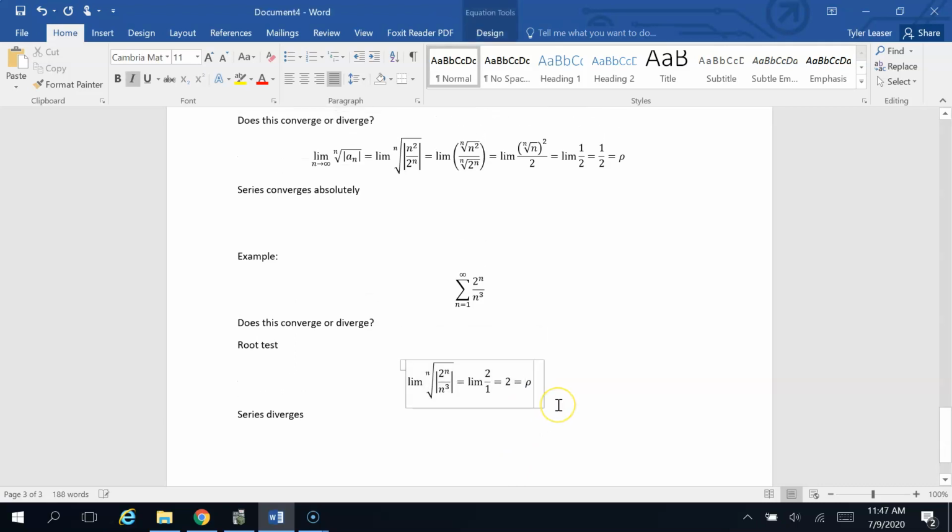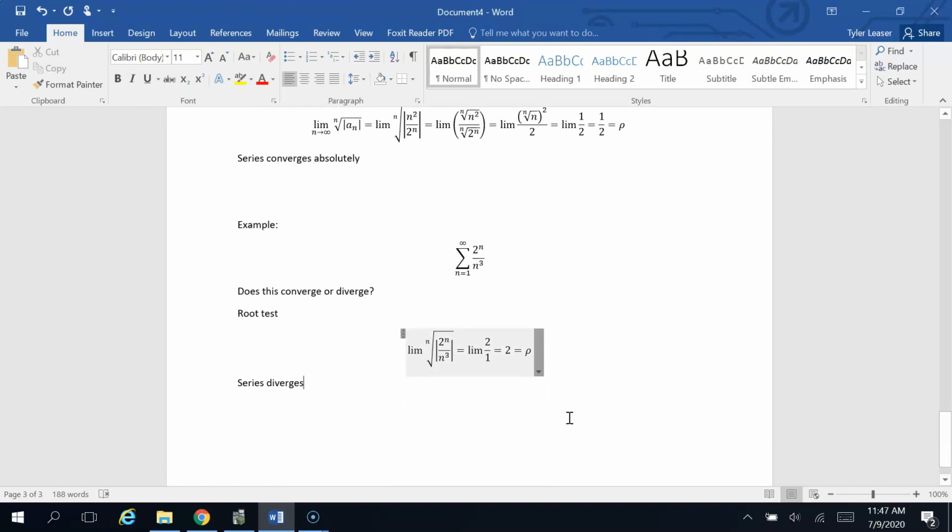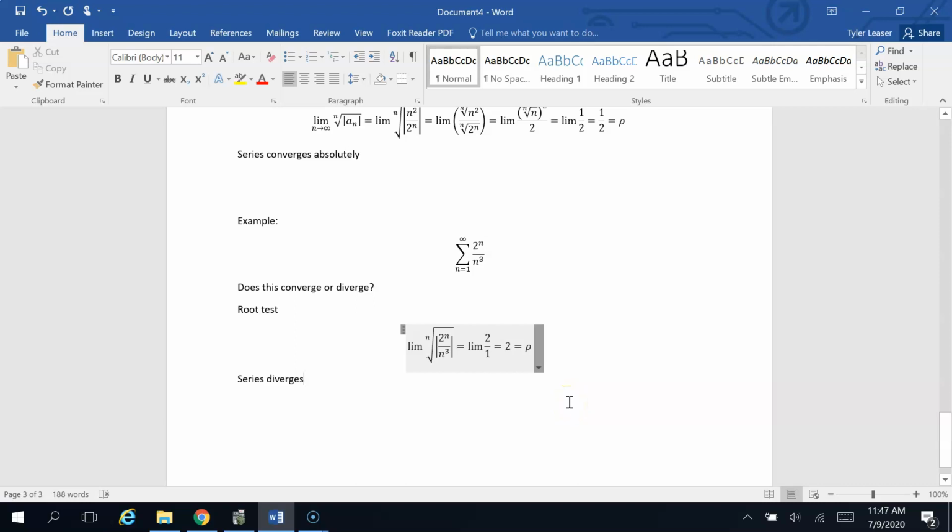Okay, so the ratio test and the root test are by far the most powerful tests that we have to see if a series converges or diverges. This is usually what you guys are going to be using to test for convergence. Use the ratio test whenever you have factorials or if you have addition and subtraction anywhere. Use the root test anytime you have a power of n anywhere. Okay, cool.